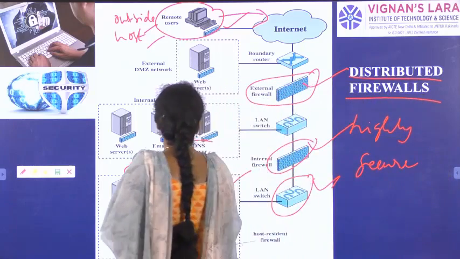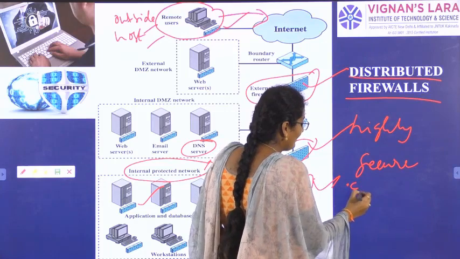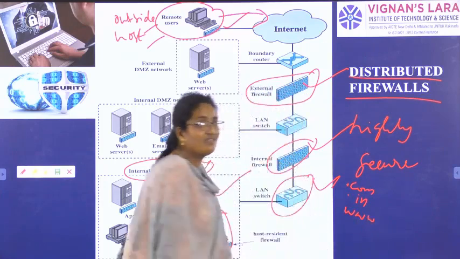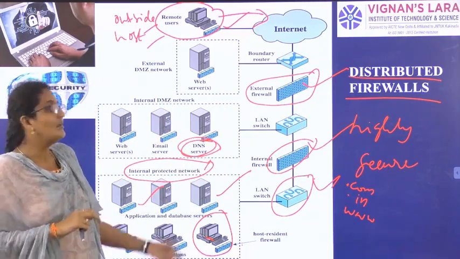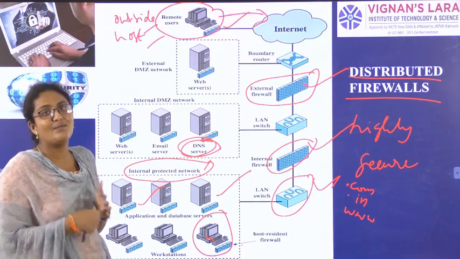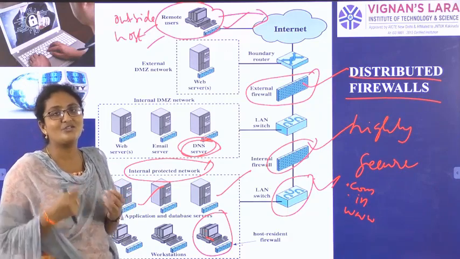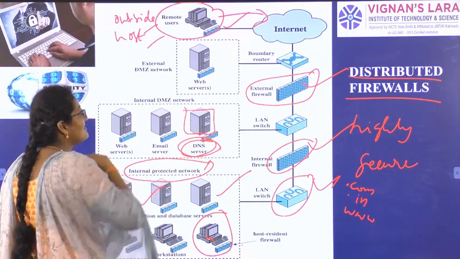So DNS server is nothing but domain name server. If you have the extension .com, .in, www, all these extensions are stored in the DNS server, the domain name system server. So DNS means domain name system. All the .coms, .ins, .acs, all the domain names are stored in the domain name server.